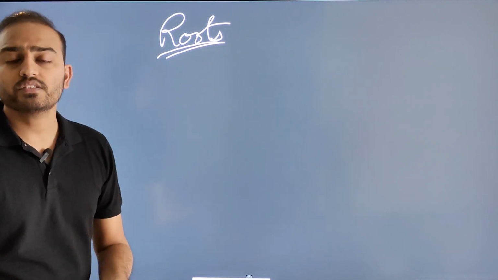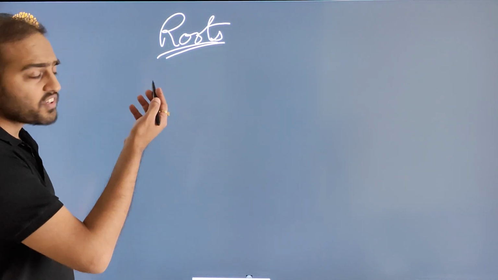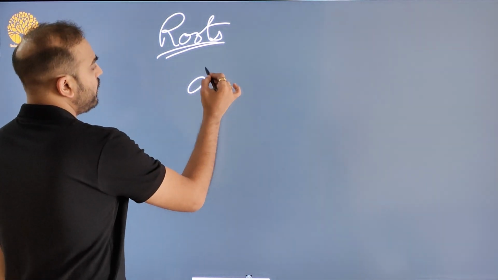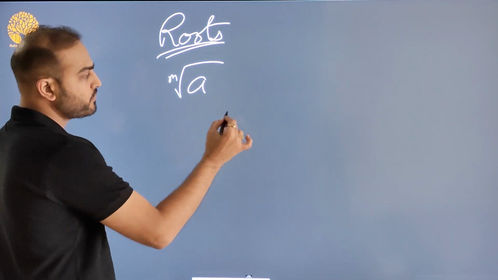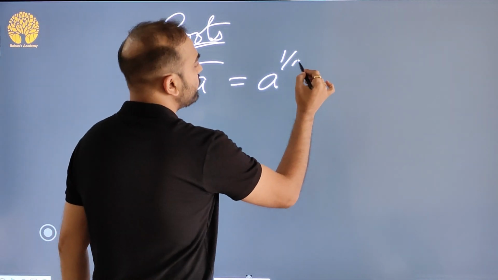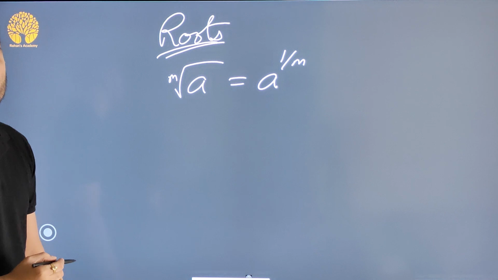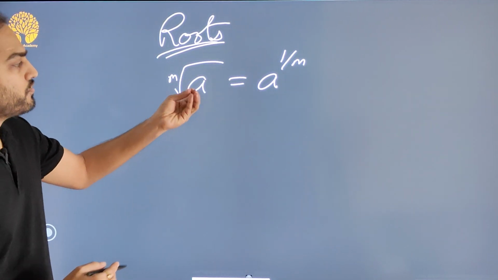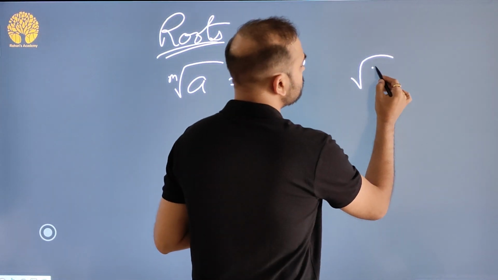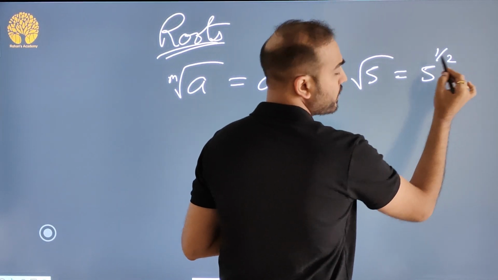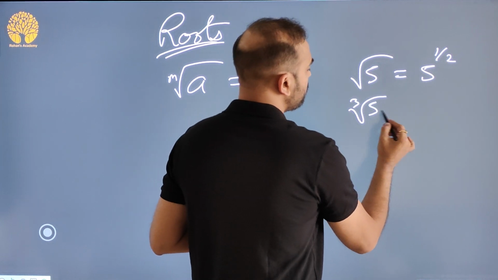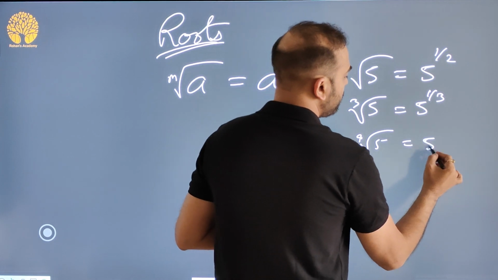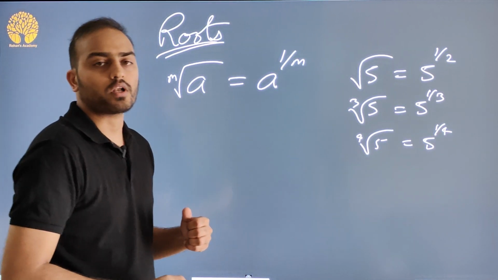Similarly, what if the power is a fraction? Okay, then what do we do? So the fractional powers are roots. Okay, the mth root of a is nothing but a power 1 by m. Okay, the mth root of a is simply a power 1 by m. So for example, say the square root of 5 is 5 power 1 by 2. Cube root of 5 is 5 power 1 by 3. Fourth root of 5 is simply 5 power 1 by 4, and so on.